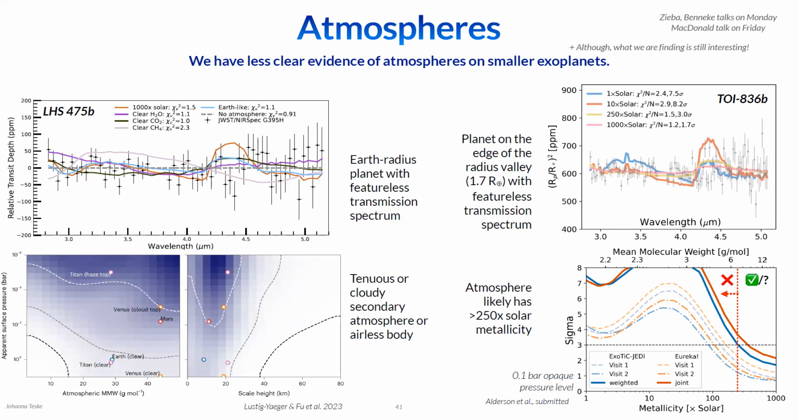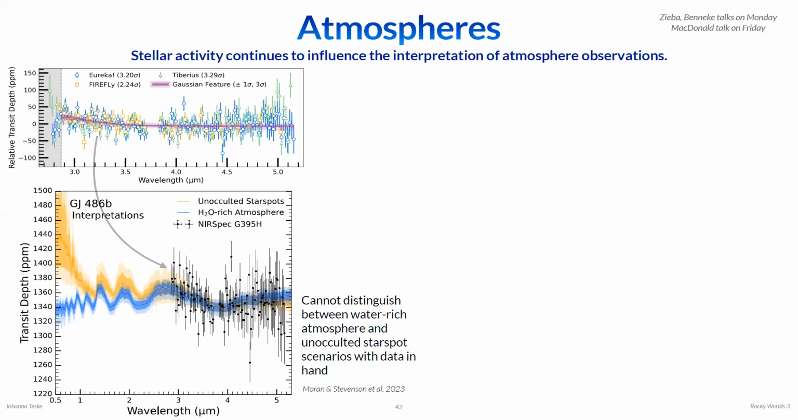I mean, there are some bumps and wiggles in this spectrum, but statistically it's consistent with basically a flat line. And so we constrain it to have at least 250 times solar metallicity, if not higher. So it's a high metallicity atmosphere, probably. That's some knowledge, but we're not really detecting molecules. Again, stellar activity is coming in to ruin the party.